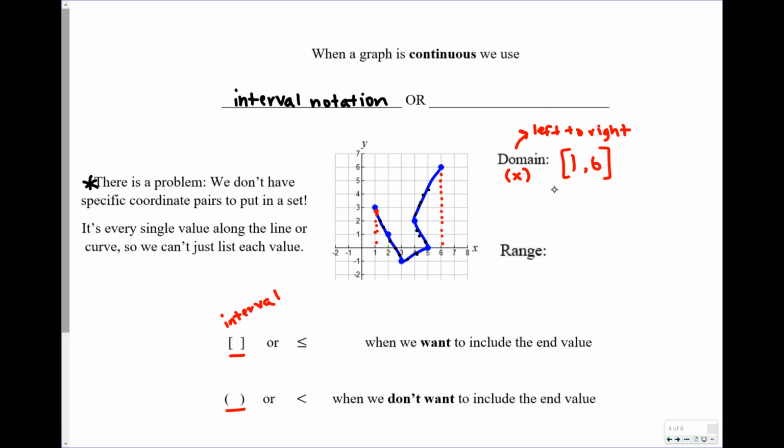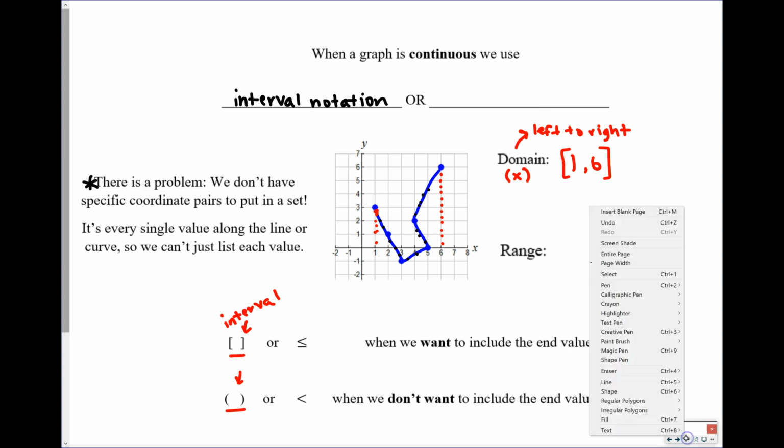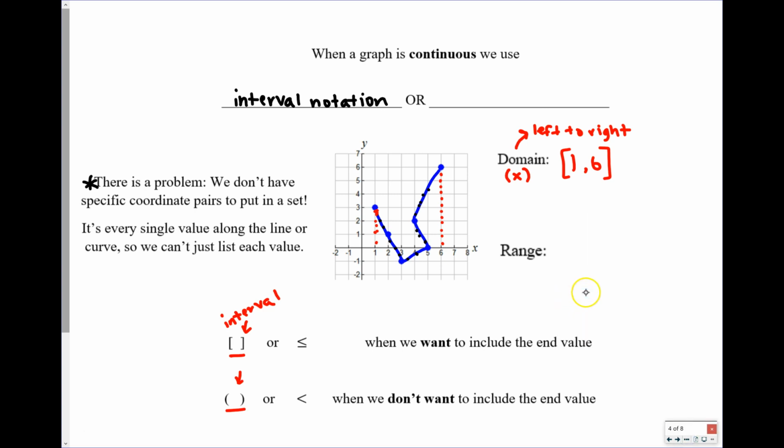To work on range, this is interval notation here. Now we have to think about range. Range, you have to turn your brain around. What I mean by this is now with range, you're looking at your y values, and instead of left to right, you're looking from bottom to the top.